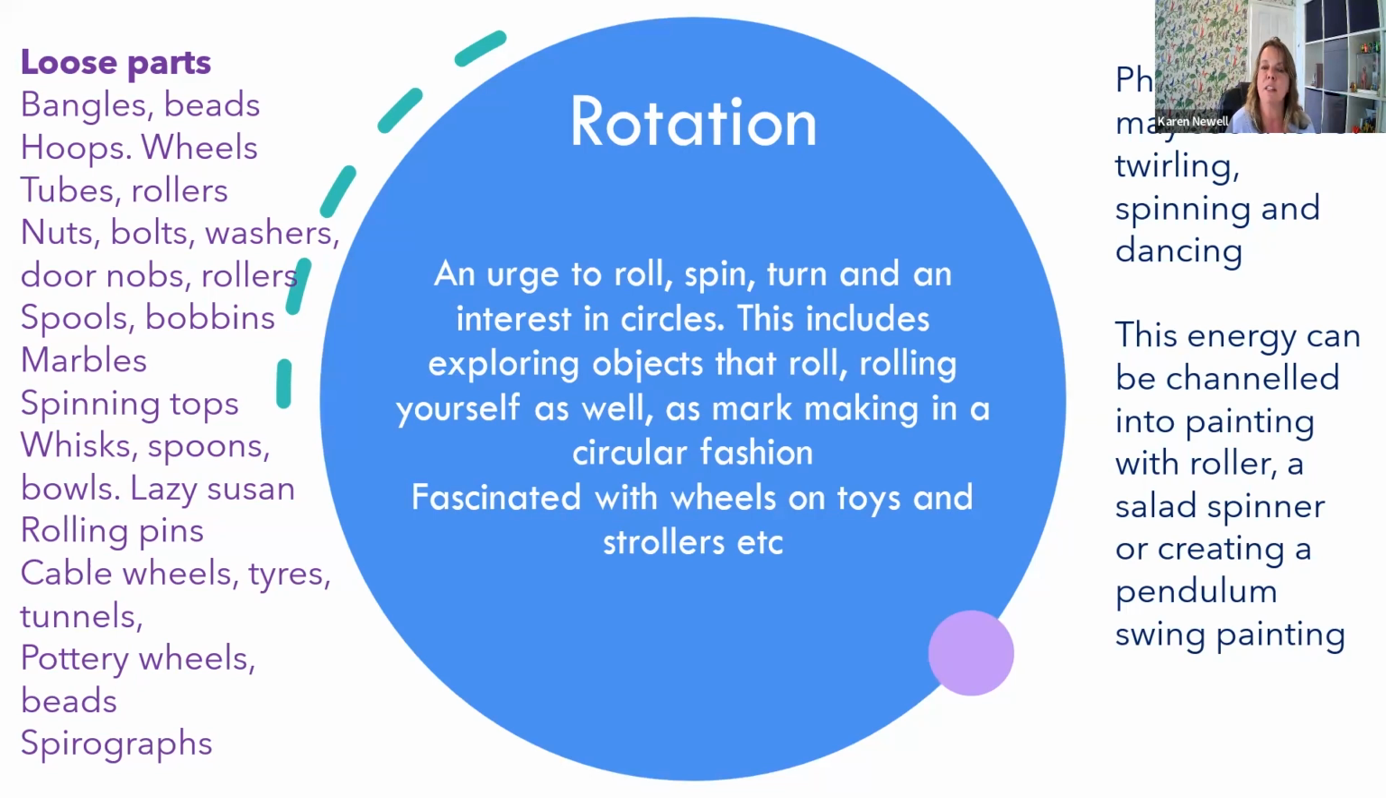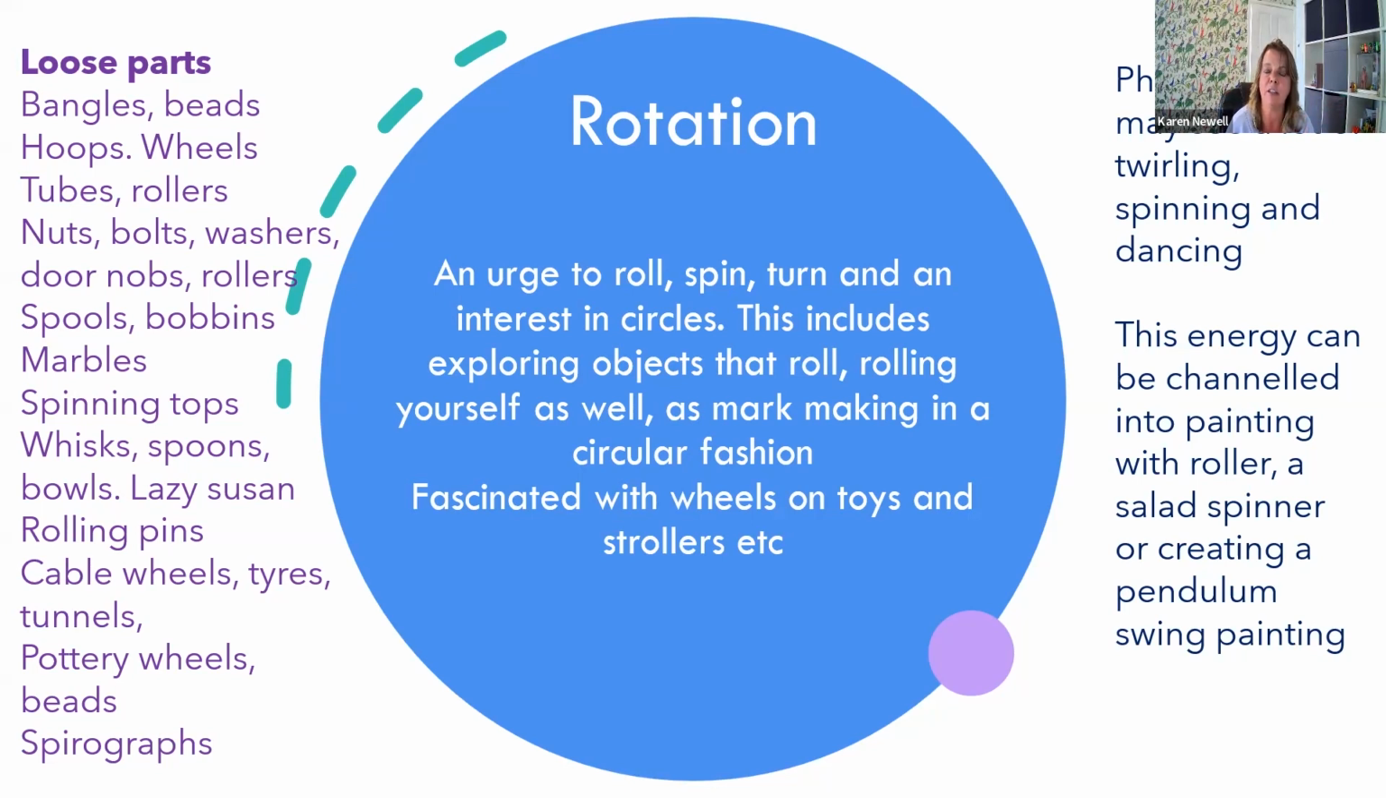So if you want to explore that with your child, the loose parts you need are anything round, really: bangles, beads, hoops, wheels, nuts, bolts, washers, you name it. If you can try and collect some of that, you can really help your child develop their understanding of rotation. What is round? What's a circle? A ball could be small or big. A hoop can be small or big. So I think it's going back to the duckiness of ducks. What is rotation and circle?